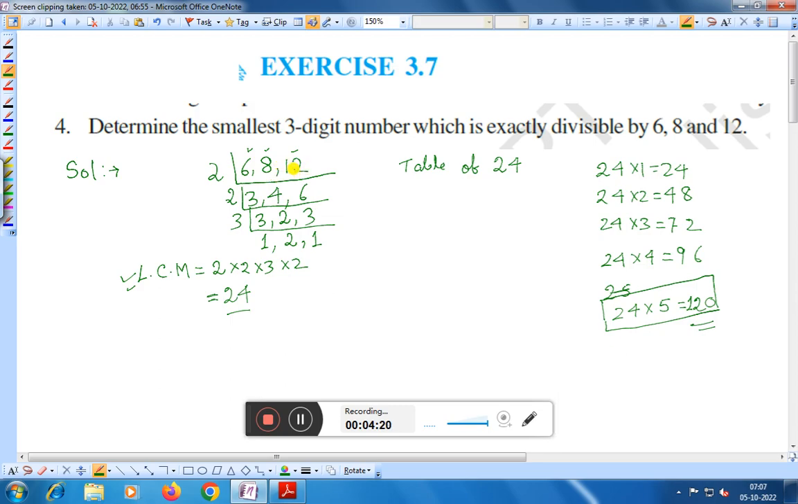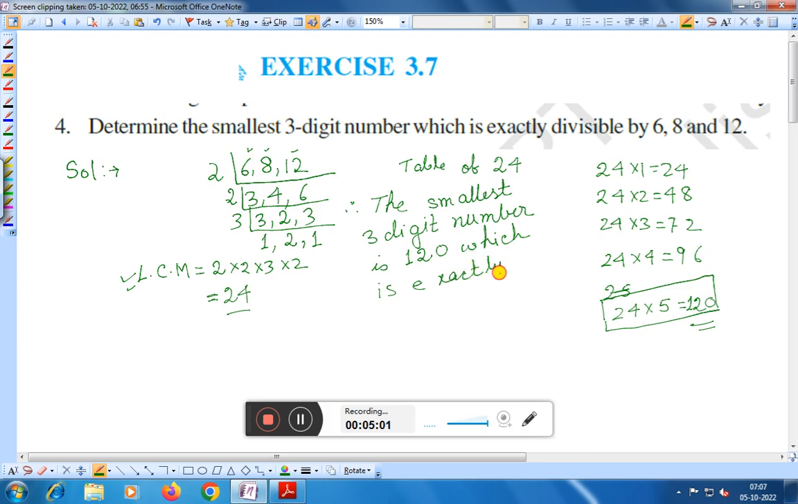Therefore, we can say the smallest 3-digit number is 120, which is exactly divisible by 6, 8 and 12. This is the answer, right?